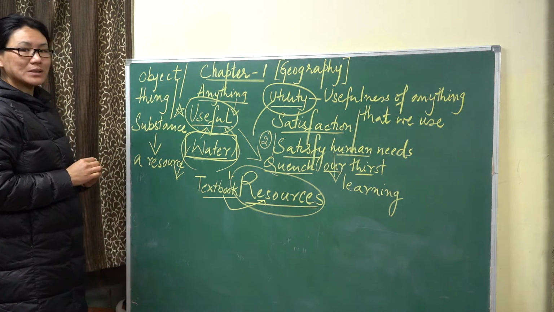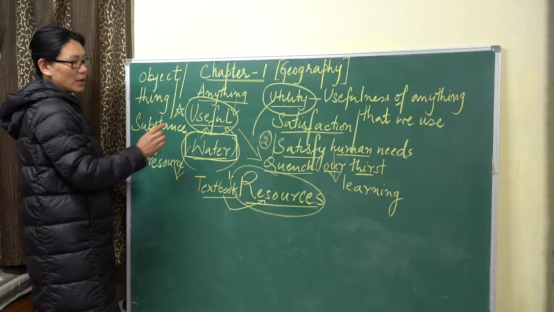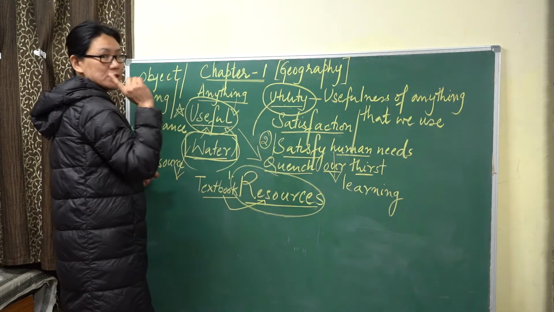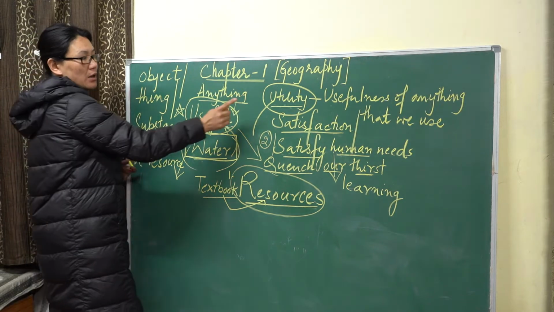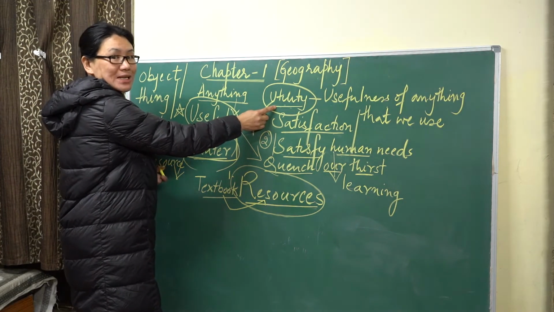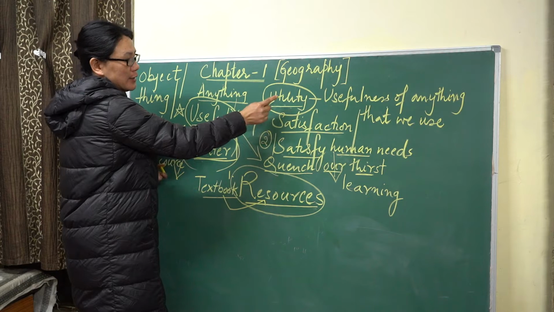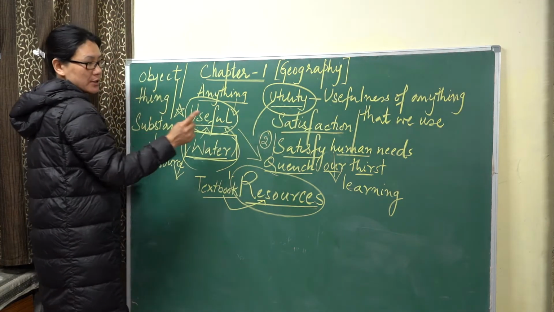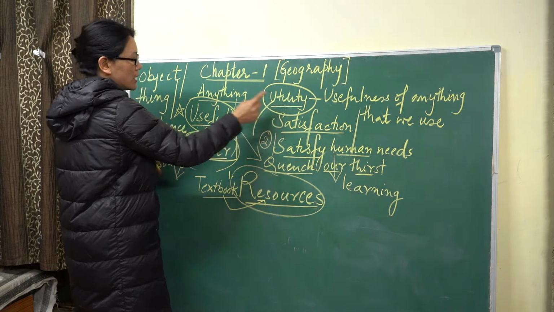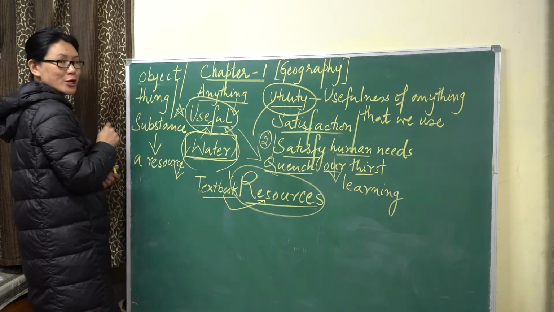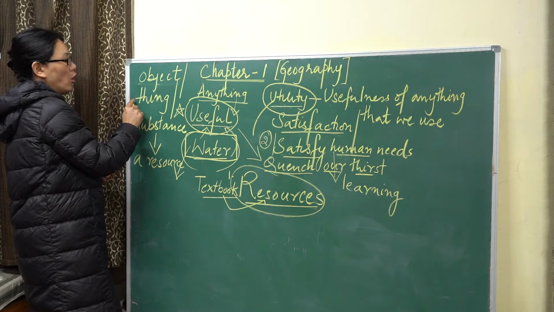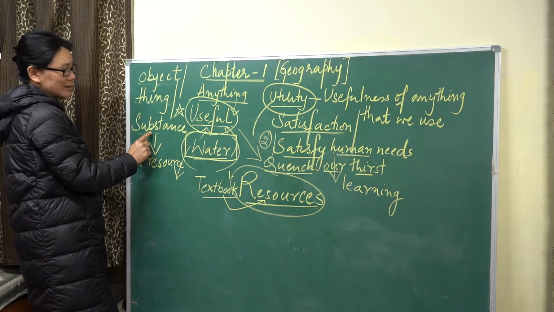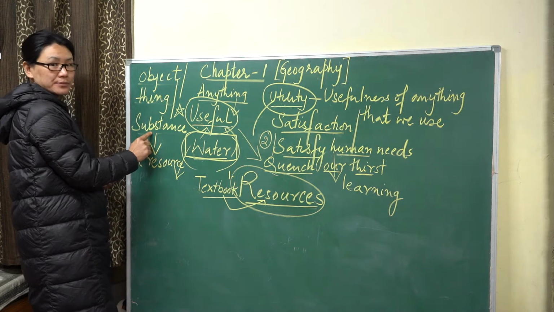Now look here, what I mean to say here is utility. Okay, utility will do something. Now, what this utility will do is, as I said, usefulness, right? So, this utility will make any object or thing or substance. Here substance means material we will take up.